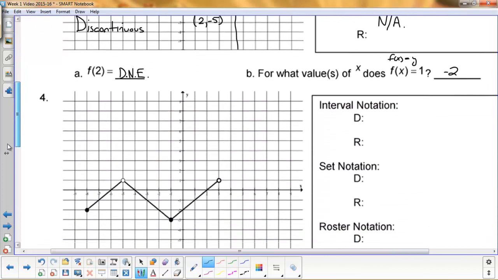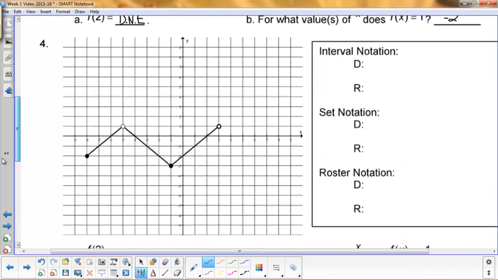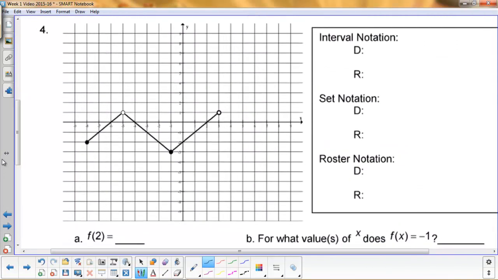All right. Question number 4, and our final example for today. Take some time right now to pause the video, run through this example ahead of me, and see if your work matches mine, and see how strong your understanding of interval and set notation is at this point in time.